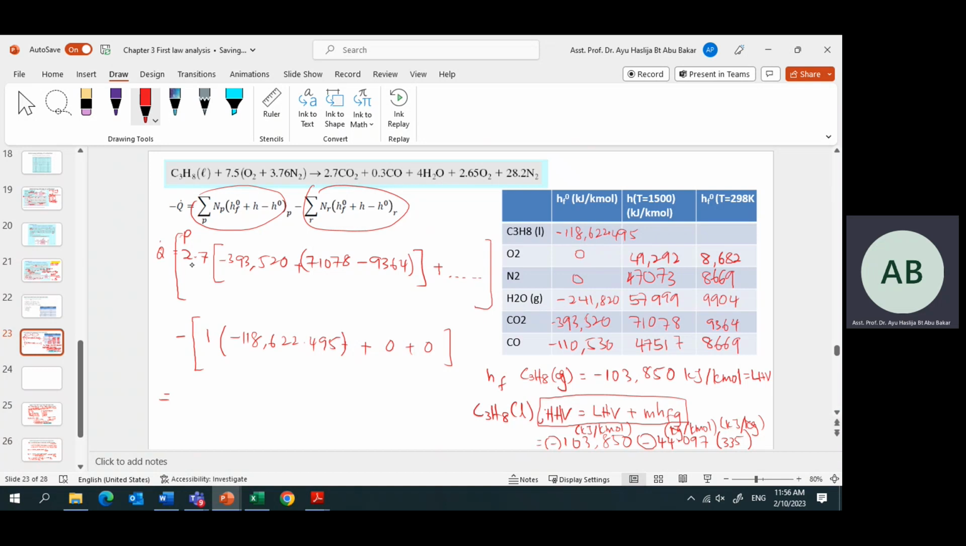Okay, so I will advise you to list it out step by step so that you don't miss out the numbers. You can calculate correctly. Product list out. This one is CO2, then add on CO, H2O, O2, and N2. Okay, put in bracket, then minus for the reactant. This is the reactant part.